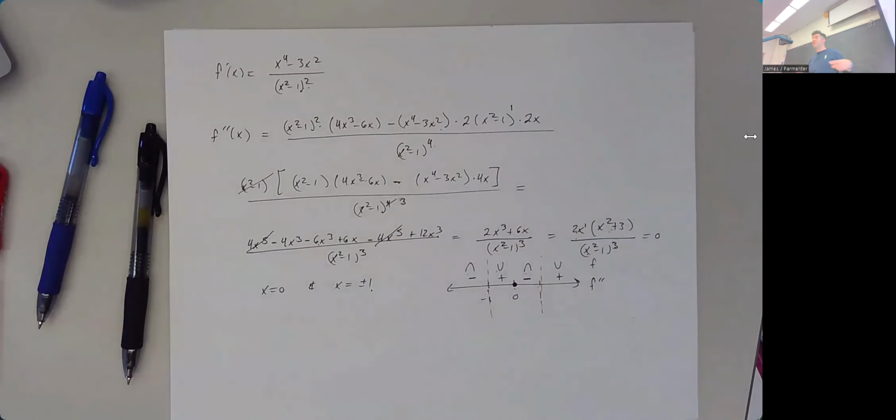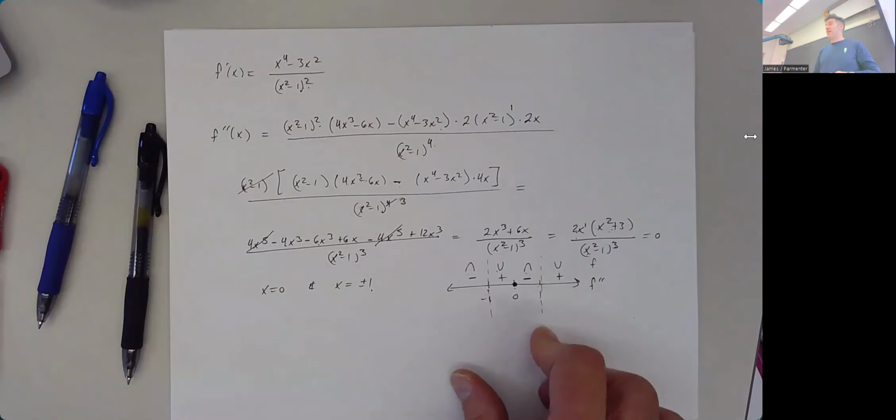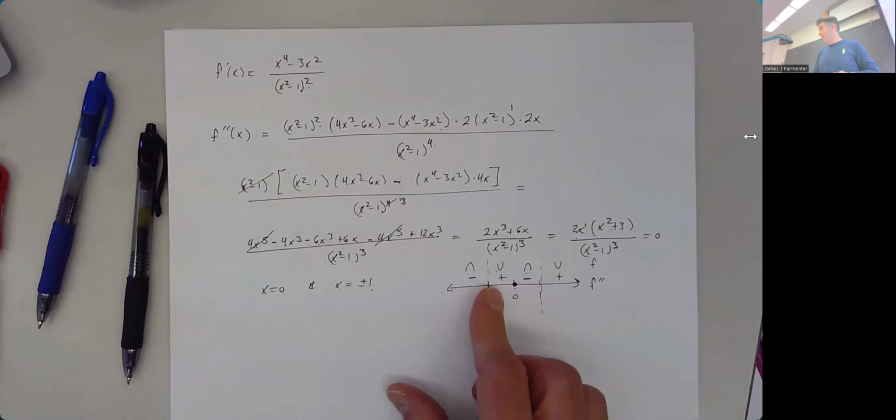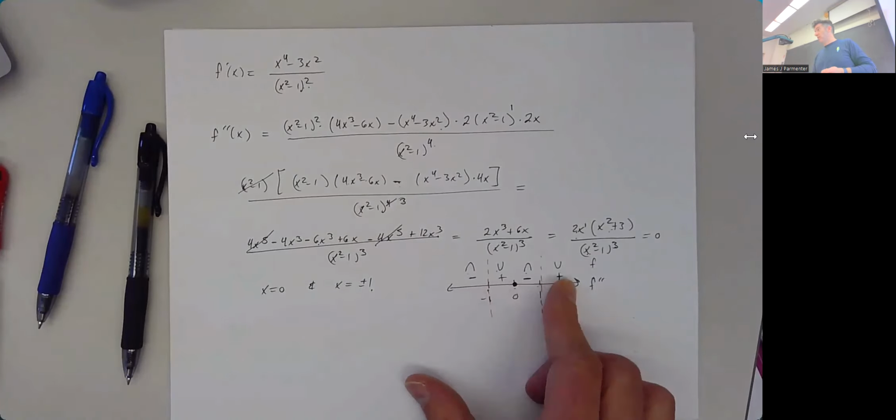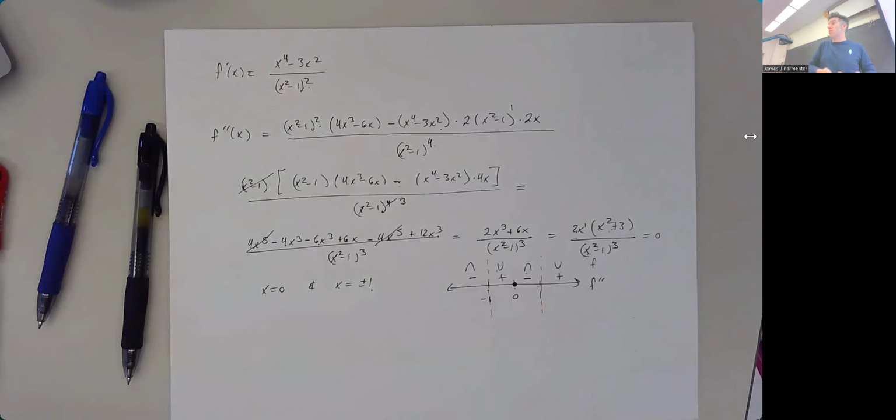Notice it was important graphically to include these pseudo-critical values because the sign of the second derivative did actually change from the left of -1 to the right of -1, and from the left of 1 to the right of 1. So we actually really do need to include those points on our number line, even though they're not actually critical values.